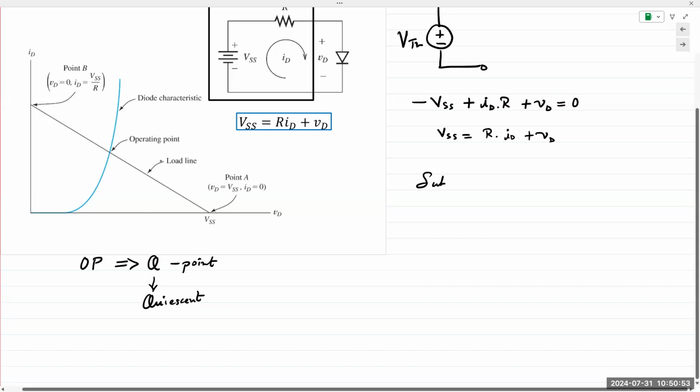So substitute ID and VD equal to 0, and then we obtain values for VD and ID respectively. If ID is equal to 0, then the diode voltage VD is simply equal to VSS, right? And that is basically this point right here.